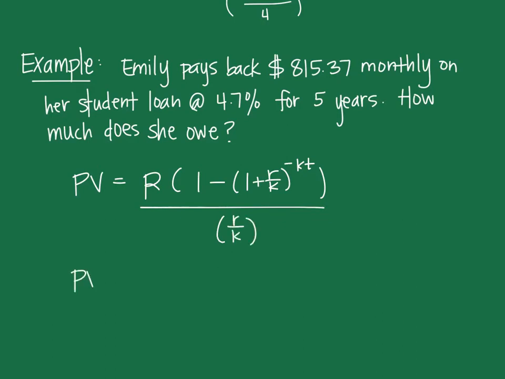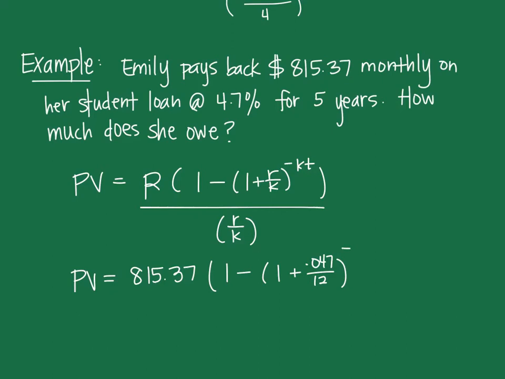So for this one, the repeated payment she'll make is $815.37 times a parenthesis that's 1 minus, and then another parenthesis that's 1 plus r. R is 0.047. K this time is 12 because this is a monthly amount.